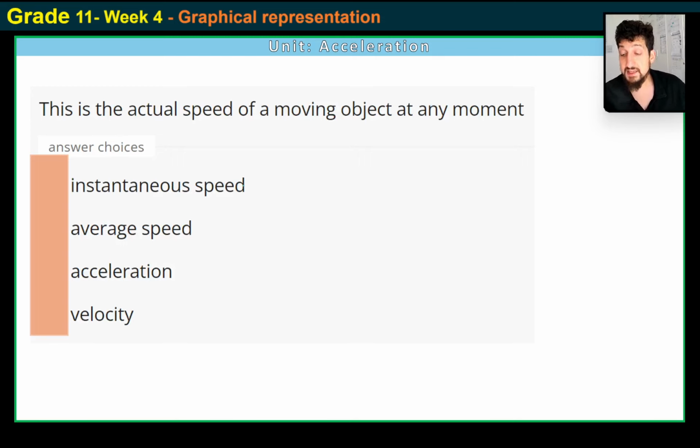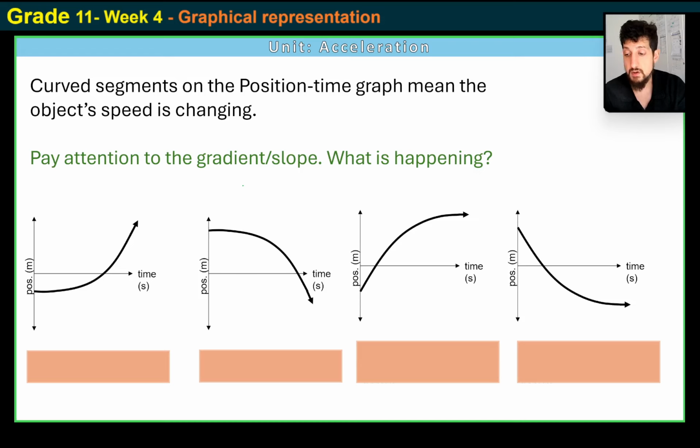Let's move on. This is the actual speed of a moving object at any moment, at any instant. This is what the speedometer gives us. It is the instantaneous speed. Curved segments on a position-time graph mean the object's speed is changing. Pay attention to the gradient of the slope. Yes, that is true, the object's speed is changing.